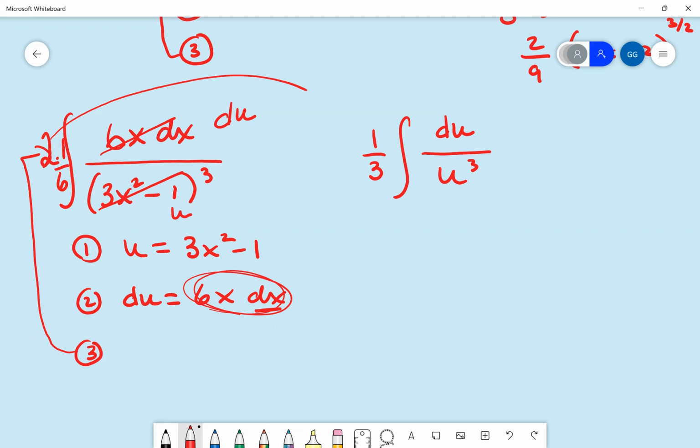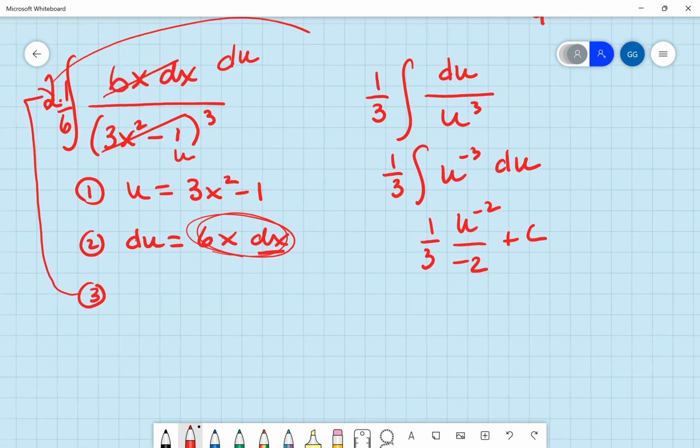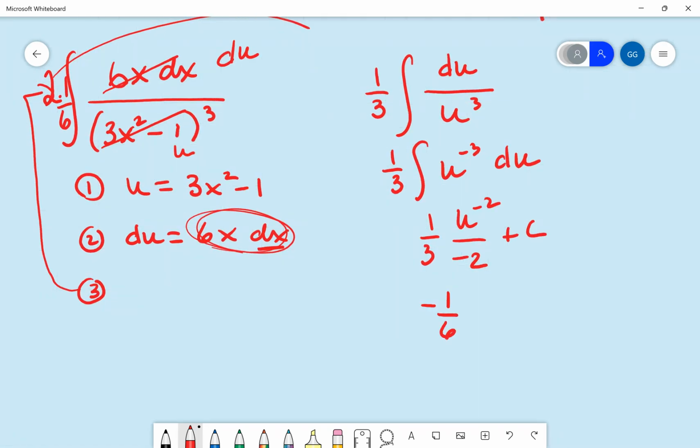So I've got to create that by rewriting that as 1/3 indefinite integral of u to the negative 3 du. When I increase it by 1, I'll get u to the negative second, divided by negative 2, times 1/3 yet, plus c. And that will become negative 1/6 of (3x squared minus 1) to the negative second plus c. And you can also kick that down to the denominator, but it's good.